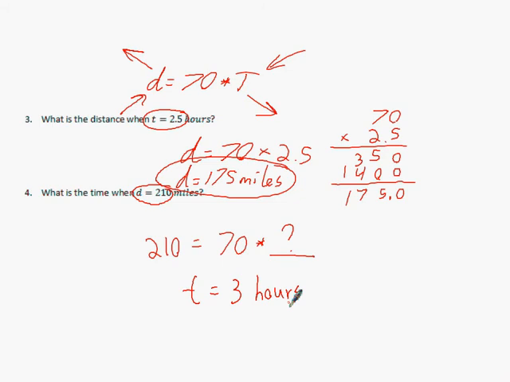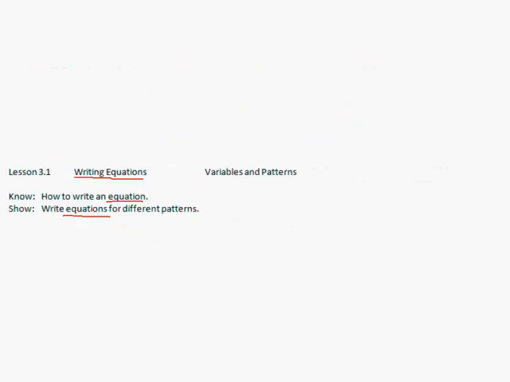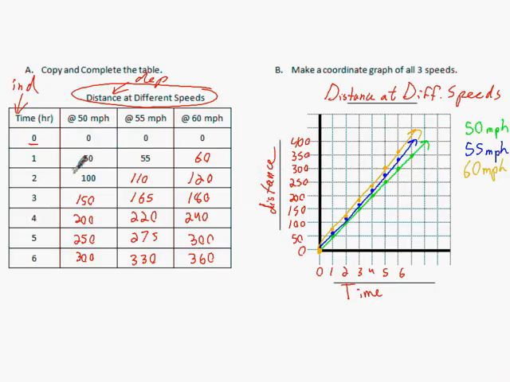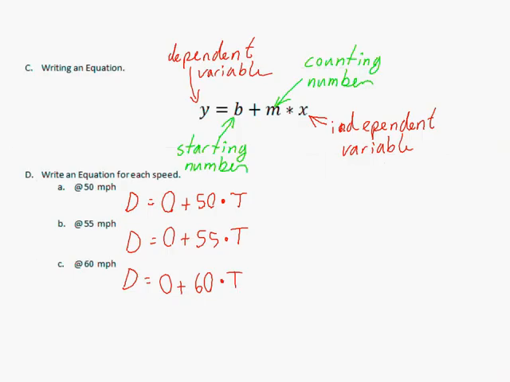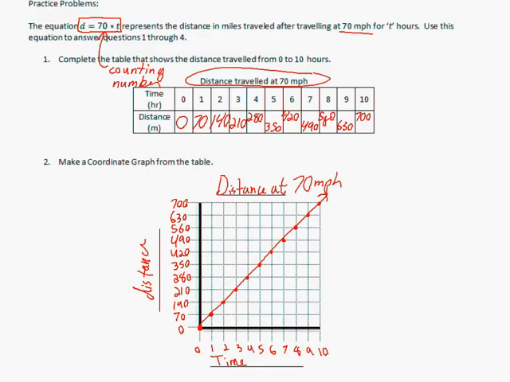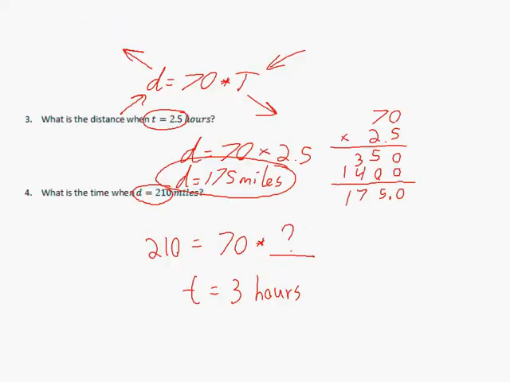Alright, let's go back through the worksheet. We're going to learn how to write an equation. We're going to write equations for different patterns. Our first set was a large table, 3 different patterns, graphed them all in the same graph. Learned how to write an equation, wrote 3 equations. Used an equation to write a table, a graph, and then used the equation to plug numbers in and get numbers out. This is the end of lesson 3.1. Up next is lesson 3.2 in variables and patterns.